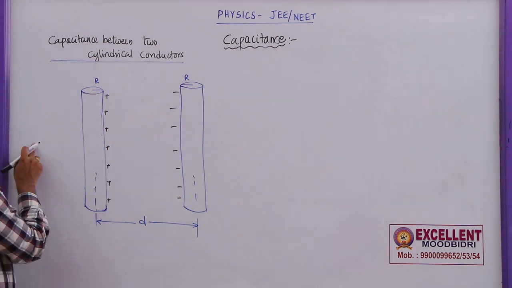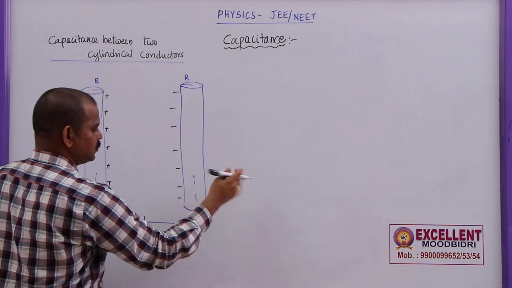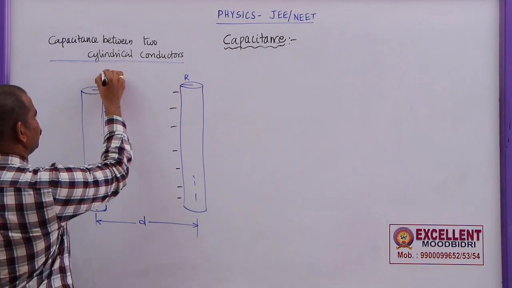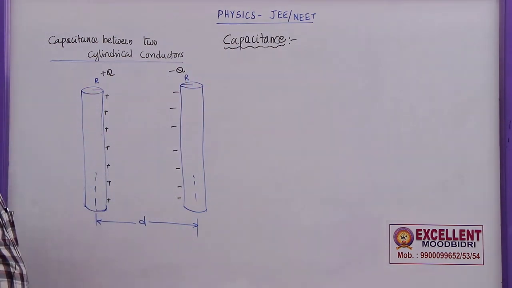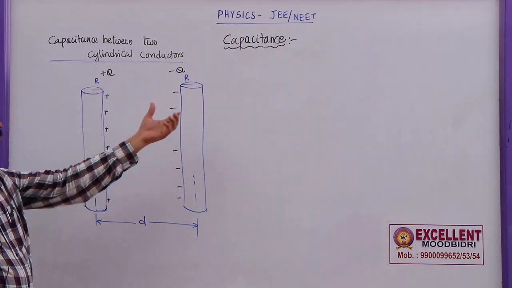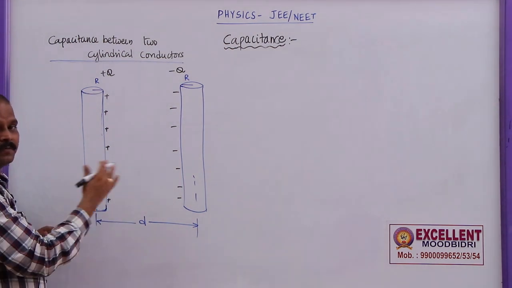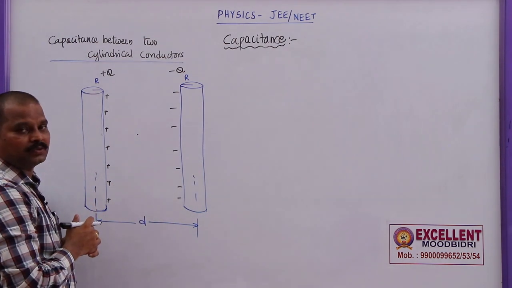So, this is connected here to the battery, and this is connected here, and the outer surface is earthed. So, one is positive, one is negative. Let the charge on this one be plus q, and the charge on this one be minus q. Now, to find out the capacitance of these two cylindrical conductors, first of all, let me find out the potential difference between these two plates. Here, these two are called plates.